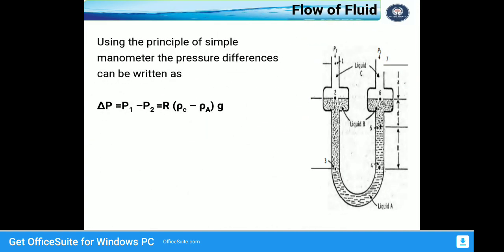By using the principle of the simple manometer, the pressure difference in this type of manometer can be written as delta P is equal to P1 minus P2. It is equal to R into (rho C minus rho A) into G.